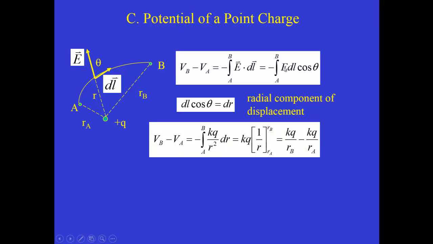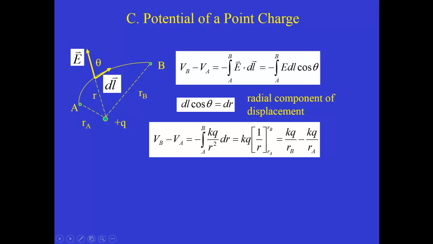The electric field becomes kq over r squared, because we just want the magnitude of it here at this point, a distance r away from the point charge. And then dl cos theta becomes dr. And now look, we have a very simple integral. The variable of integration is the distance r, and kq over r squared dr. Well, the integral of dr over r squared is just negative 1 over r. So the minus signs cancel. We evaluate the limits of this, and we get that the potential difference VB minus VA is kQ over RB minus kQ over RA.